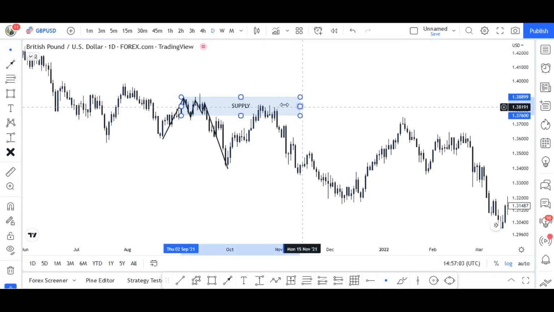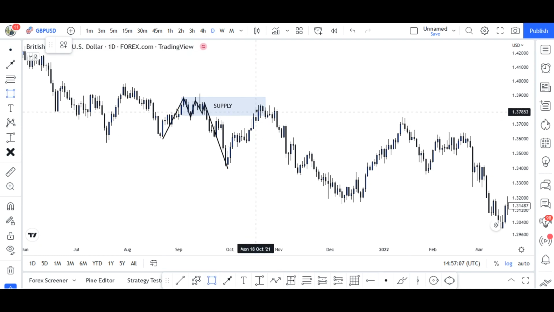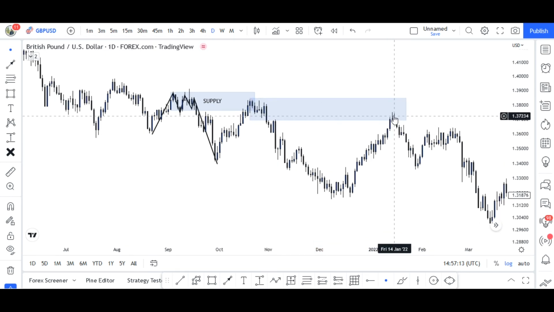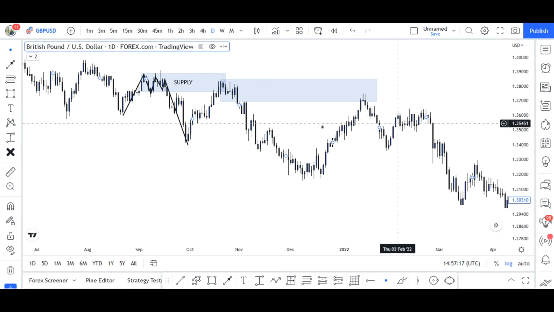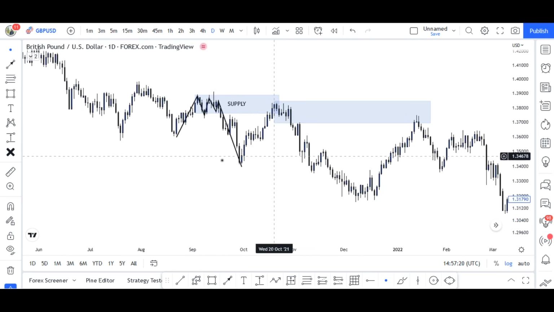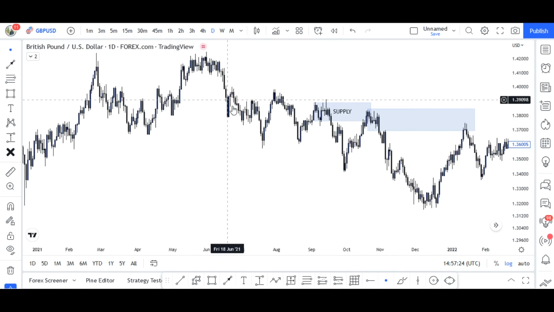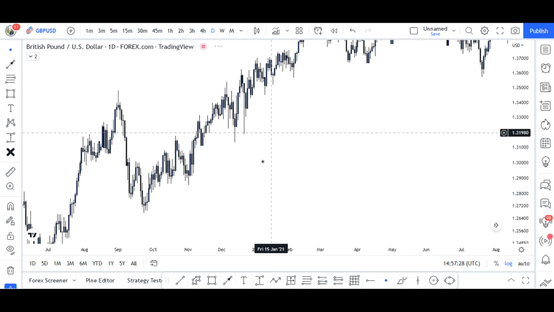So we have our first supply here. Market came, tested, and then we moved to the downside. This side also we had a very nice supply, and then what did the market do? Market came right into it and then sold. So these are just a few examples of how to identify supply zones in the market.